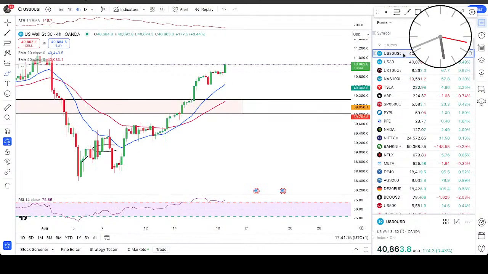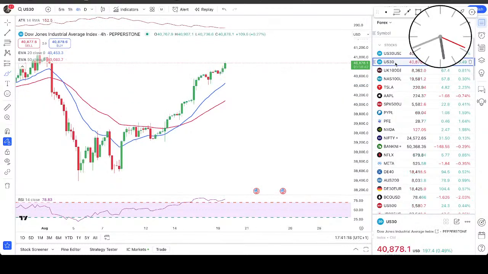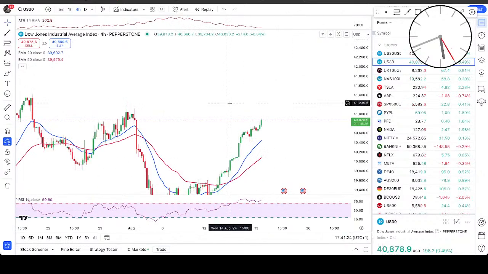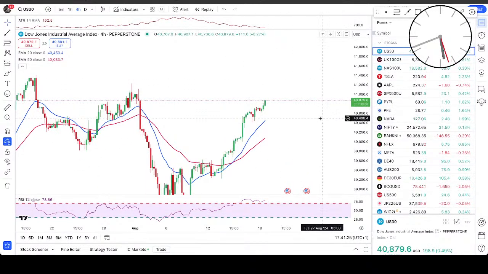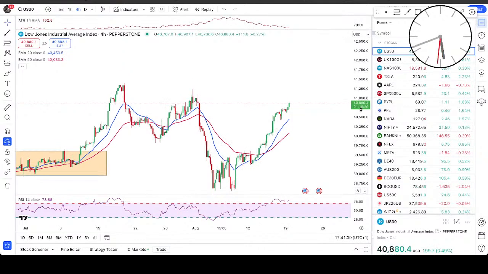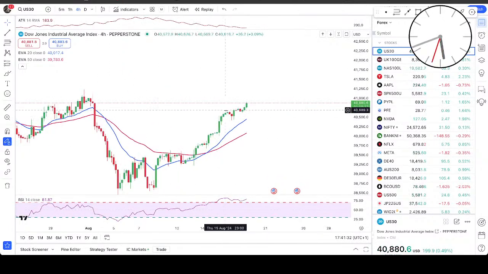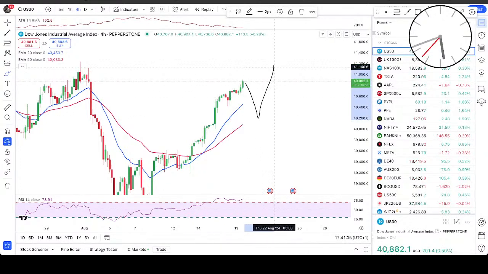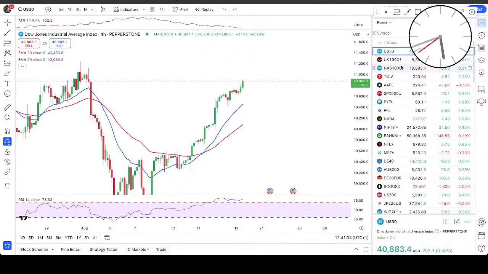So indices pushing up. For indices, they all are bullish, so we are not taking any sell trades for indices. Just pullback entries. It looks good for the pullback entry. Above the 50 EMA, we're going to go long.